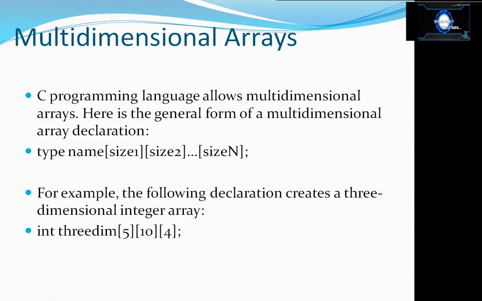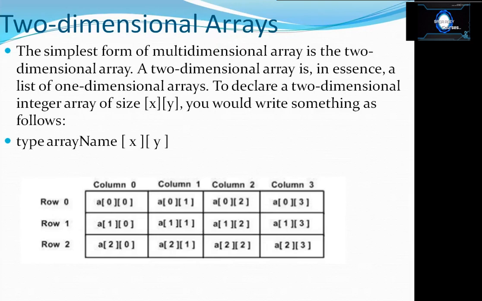The C programming language allows multidimensional arrays. The general form of a multidimensional array declaration is: type name[size1][size2]...[sizeN]. For example, the following declaration creates a three-dimensional integer array: int threedim[5][10][4]. Two-dimensional array. The simplest form of a multidimensional array is the two-dimensional array.